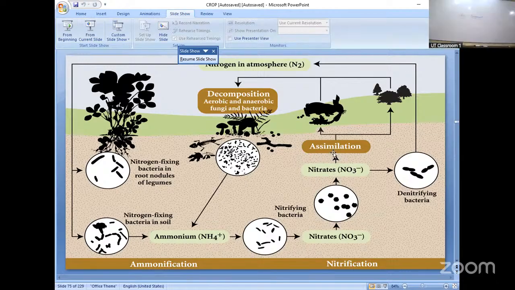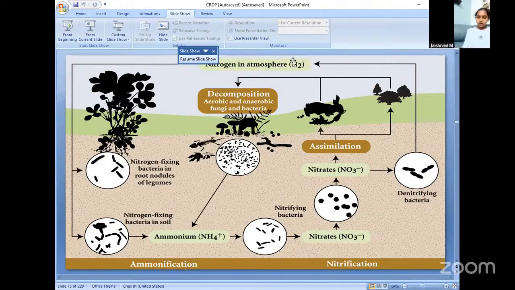Yes. Nitrates are assimilated in the plants, or if animals consume plants, they can take in these nitrates, or denitrifying bacteria again convert these nitrates and release nitrogen into the atmosphere. That is how the cycle continues.